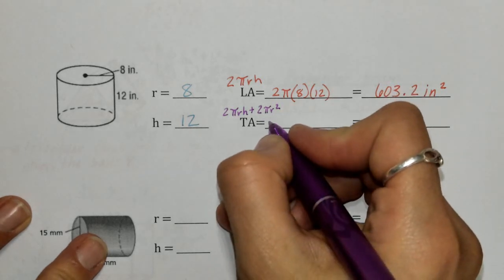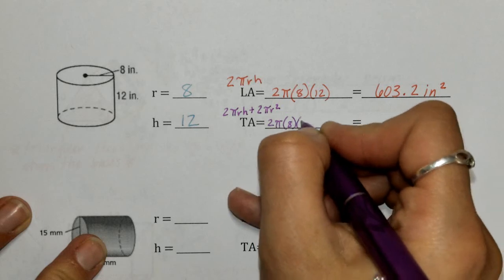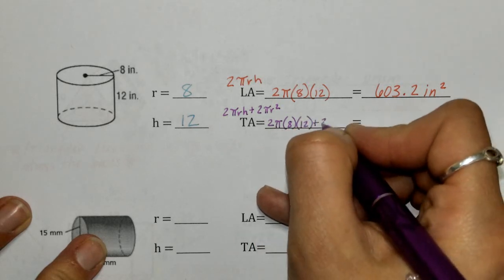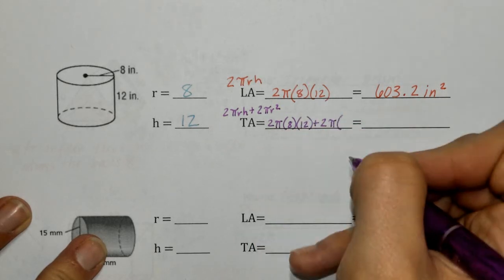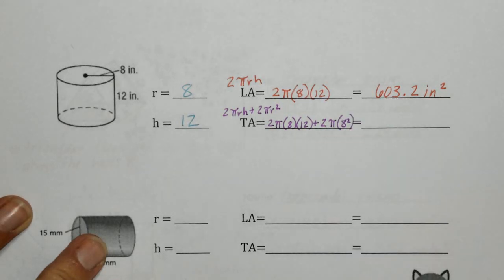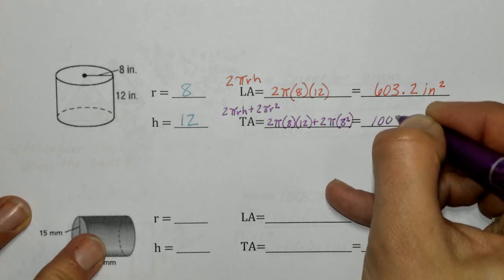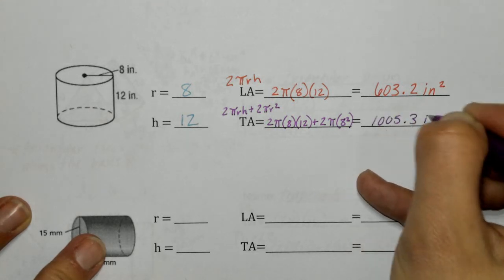Total surface area, 2 pi, plug in 8 for radius, 12 for height, plus 2 pi, remembering to square the radius of 8, so 8 squared. We plug all this in, we should get a bigger number, 1005.3 inches squared.